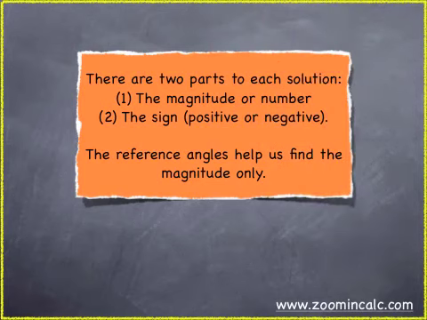But as I said earlier, there are two parts. The first part is your magnitude or number, but the second part you have to determine your SIGN, whether your answer is positive or negative. The reference angles only help us with magnitude.